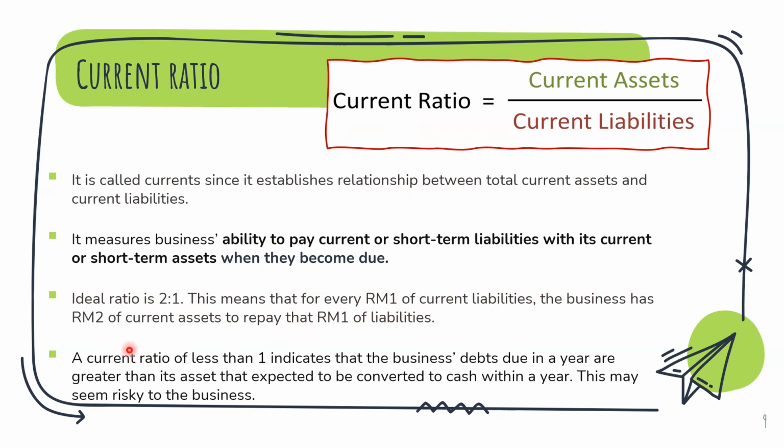A current ratio which is less than 1 indicates that the business's debts due in a year are greater than its assets that are expected to be converted to cash within a year. This may be alarming because it seems risky to the business, as the amount of current assets to pay its current liabilities is less. In other words, the business has a problem meeting its short-term debts when they become due.